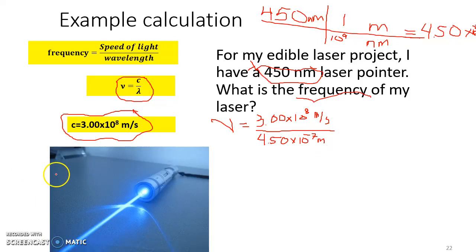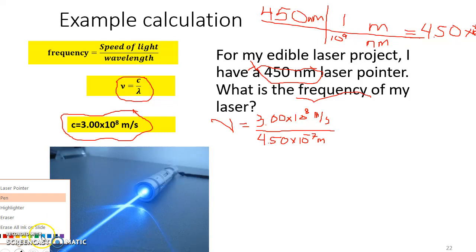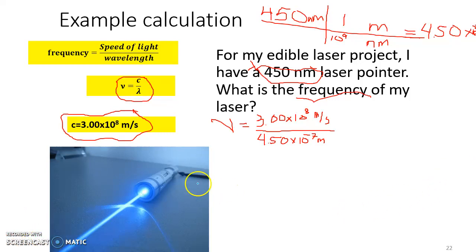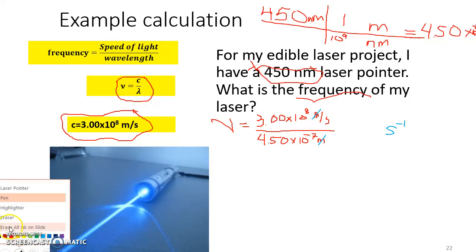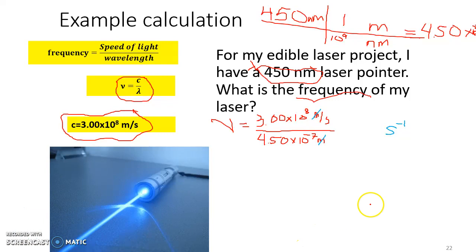I just want to point out that if we look at the units, I'm going to try to change the color. We see that meters divided by meters cancels out, and you're left with seconds inverse, or you can say 1 over seconds, or hertz, either way. Go back to red to keep everything the same.